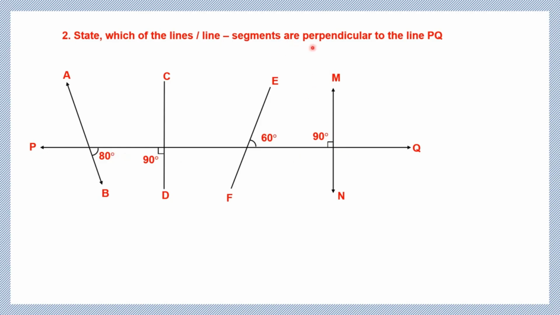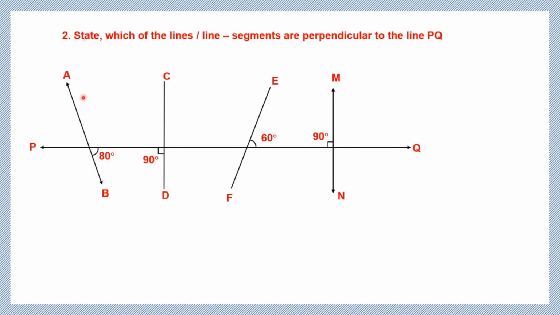Now the question is, which of these are perpendicular to the line PQ? Now what is the meaning of perpendicular lines? Perpendicular lines are straight lines that cut another straight line making an angle of 90 degrees. Can you see this 90 degrees? If they cut another line at 90 degrees or at right angles, then those lines are called perpendicular lines.